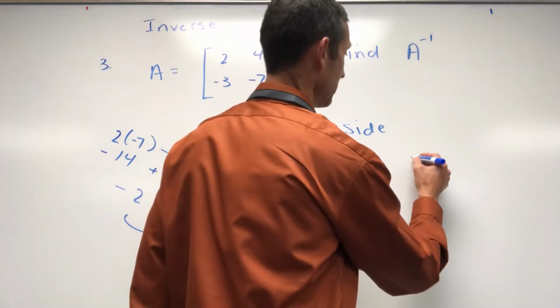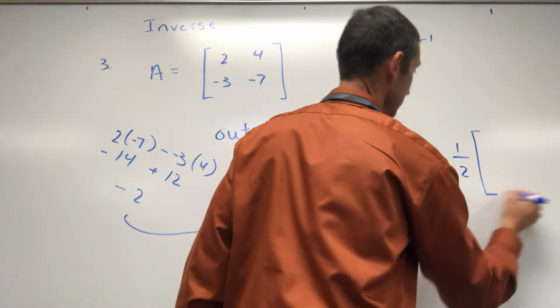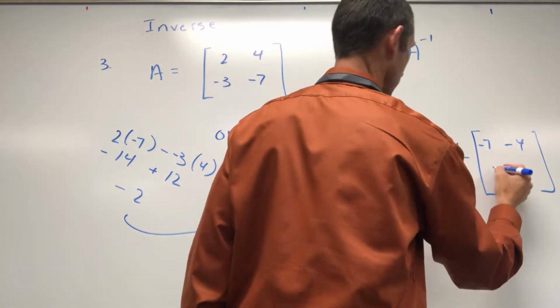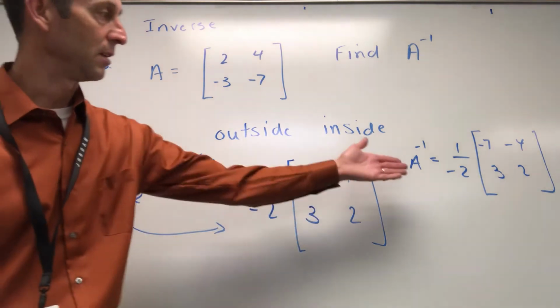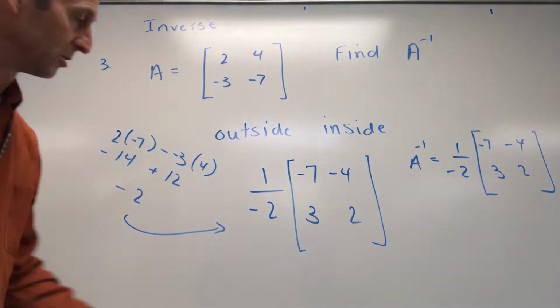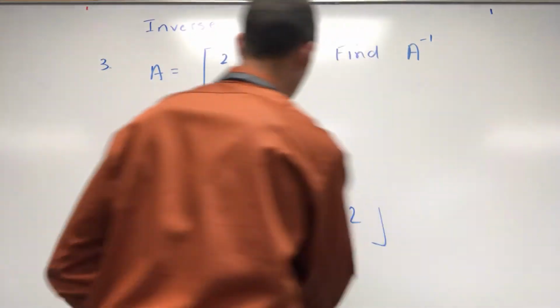So you could even write it really fancy here, like A negative 1 is equal to 1 over negative 2, negative 7, negative 4, 3, 2. Look at us just showing off there. So, inverse matrix. We'll do one more just to make sure we get this. Outside part, inside part. Let's do one more.